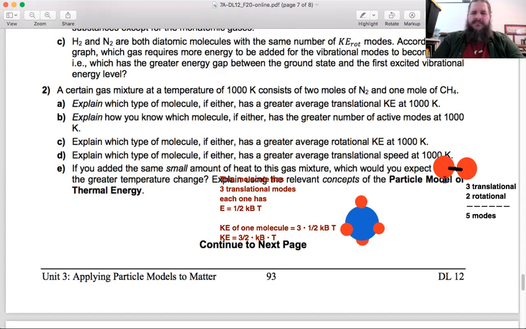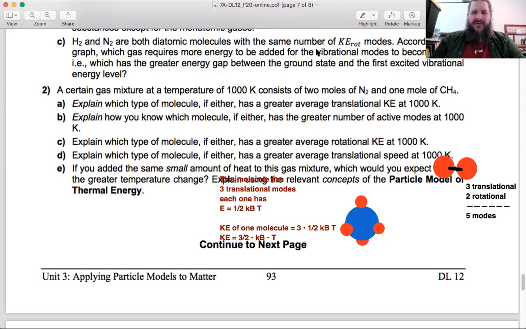Does it matter that one has more moles than the other? No, because we're just looking at the average energy of one molecule. If we were looking at the total thermal energy of this sample and the total thermal energy of this sample, then the amount of moles would definitely matter. But in this case, we're not looking at the whole sample. We're looking at just one average molecule of CH4 and one average molecule of N2. So it doesn't matter how many other molecules there are. We're focusing on just the behavior of one average molecule. Okay.